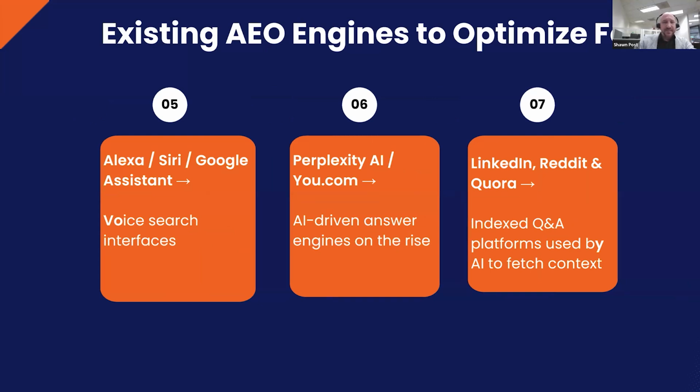Then there's your voice assistants, Alexa, Siri, Google Assistant. Those are their voice search interfaces. You also have Perplexity AI, You.com, which are AI-driven answer engines, which are on the rise. And last, you have LinkedIn, Reddit, Quora. They're indexed Q&A platforms used by AI to fetch context.